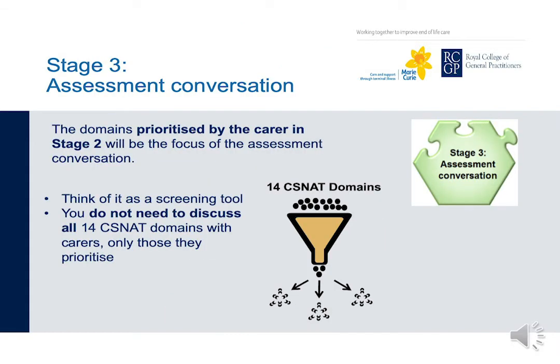For stage 3, the assessment conversation, the principle is to focus the conversation on the domains prioritised by the carer. Practitioners viewing the CSNAT often worry that they will have to discuss all 14 CSNAT domains. You do not. The 14 domains help carers consider the full range of support needs carers may have. However, the individual carer usually only prioritizes 2 or 3 domains, and you can limit the assessment conversation to these and aim to pick up any others at a later review date. This process enables the conversation to focus on a small number of issues, but ensures that these are the ones that are most urgent and important to the carer.